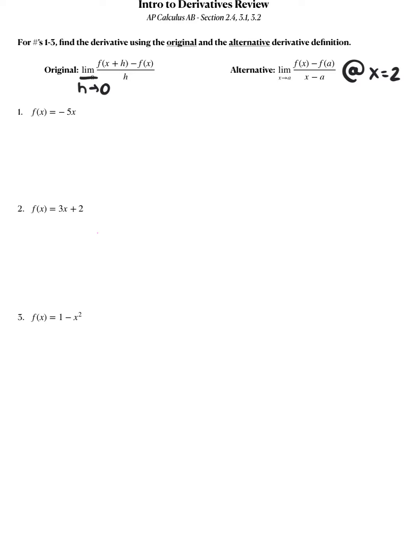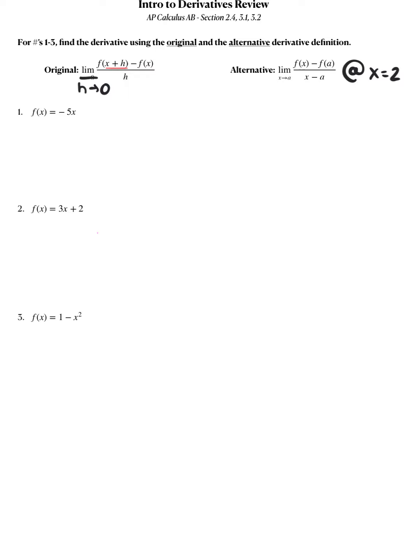Okay, so let's dive into this first function. We're looking at f of x equals negative 5x using the original limit definition. And I want to point out that one of the struggles I've been noticing is how to work with this x plus h. The way that gets plugged into your function is just like if you were plugging in any other value to the function.